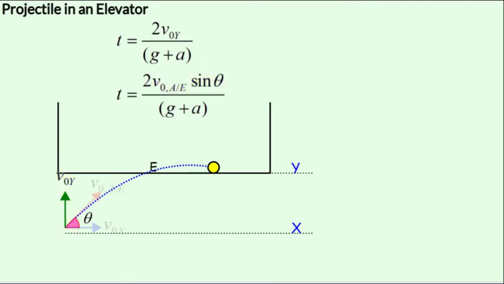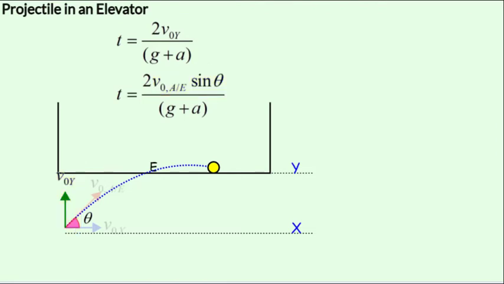The difference between a projectile and a ball launched upwards is that for a ball launched upwards, the numerator was 2 times v0 a with respect to e, whereas here v0 a with respect to e is replaced by v0 a with respect to e sine of theta, the vertical component of velocity.